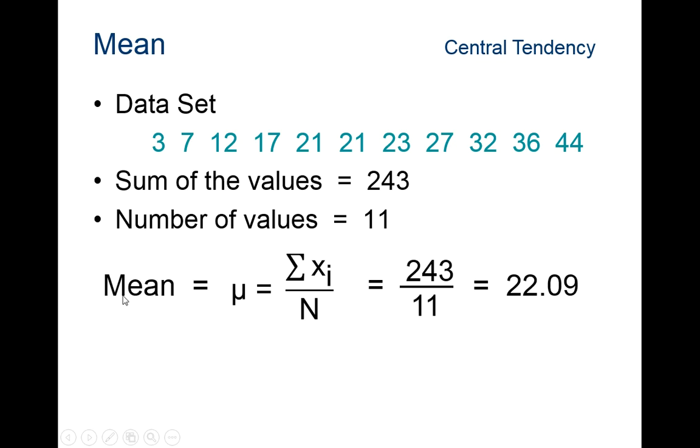To find the mean or the average, we take the sum, that's what this sigma means, take the sum, divide by the number. So the average rainfall for these 11 months could be 22.09.